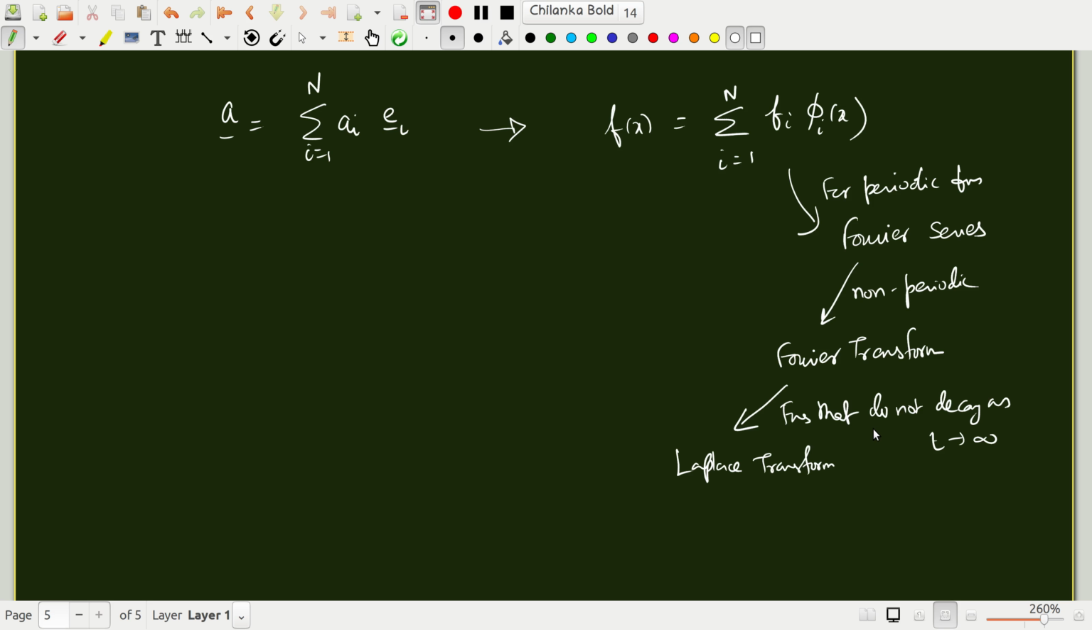I will illustrate how Laplace transforms can be used to solve differential equations when we do differential equations. But right now, my idea is to show how the Laplace transform came about, and all this can be understood from this logical train of thought: from the basic idea of expansion of a vector in terms of basis vectors or orthonormal vectors, to functions in terms of eigenfunctions, to Fourier series, to Fourier transform, to Laplace transform. This is a very compact way of understanding how all these ideas are connected.